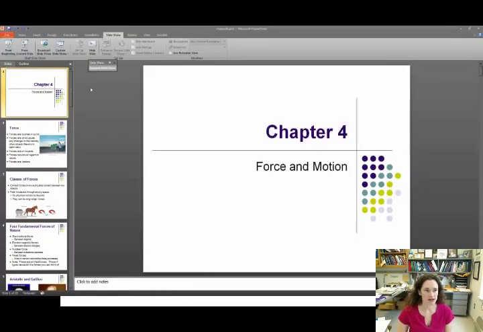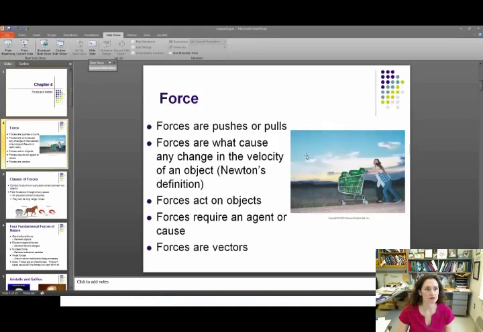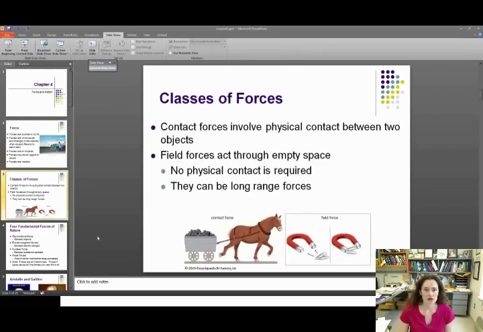Forces act on objects and they require an agent or a cause. So you have to have something causing the force. They're vectors, which means that they have magnitude and a direction, so they're directionally dependent. There are a couple of classes of forces: contact forces and field forces.